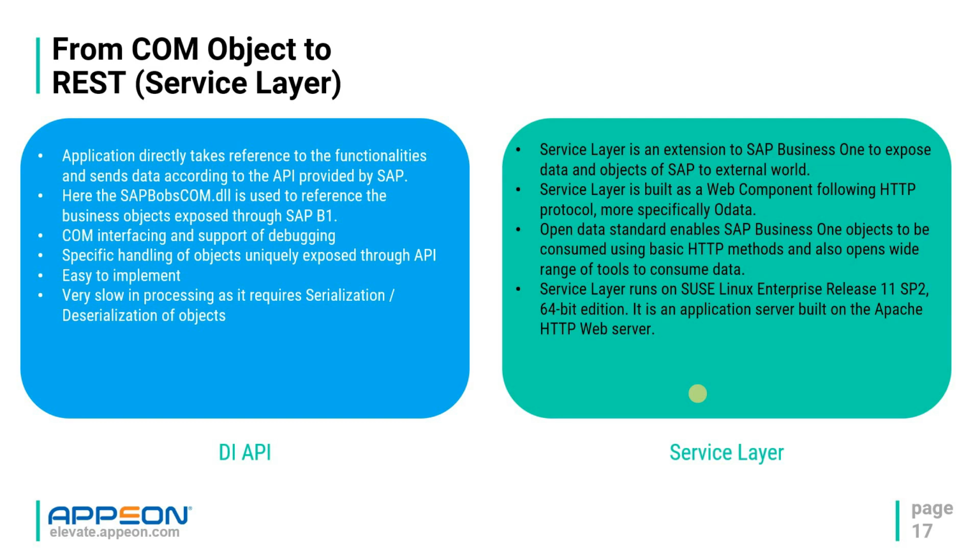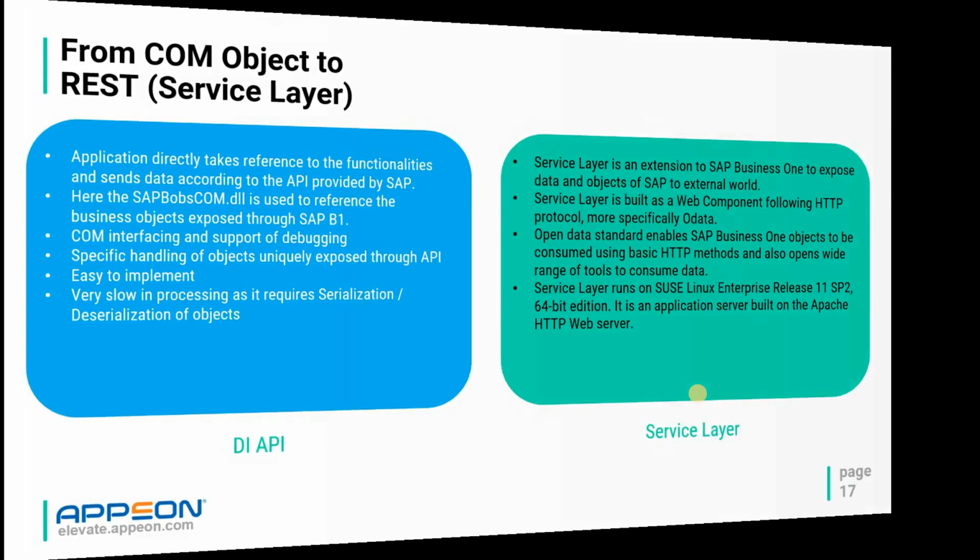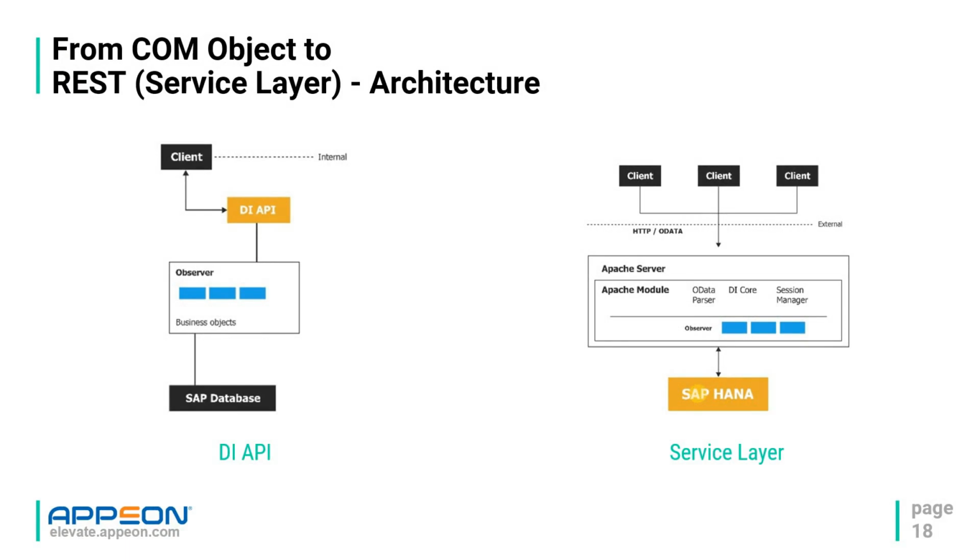Service layer is an extension to SAP Business One to expose data and objects of SAP to the external world. Service layer is built as a web component following the HTTP protocol, more specifically OData, that enables SAP Business One objects to be consumed using basic HTTP methods, and also opens a wide range of tools to consume data. It runs on SUSE Linux Enterprise Release. It is an application server built on the Apache HTTP web server. This is the architecture.